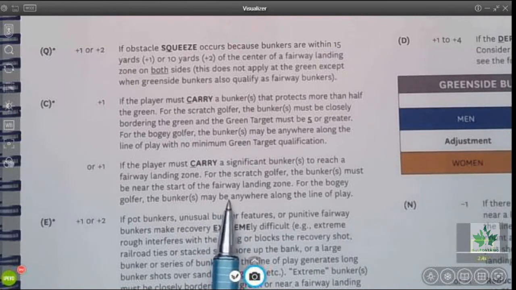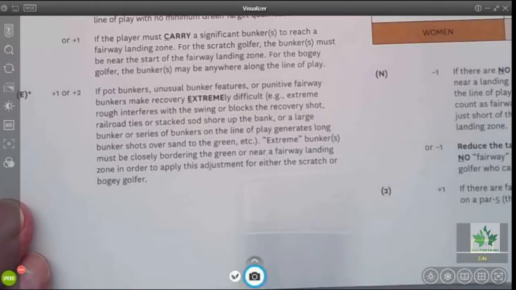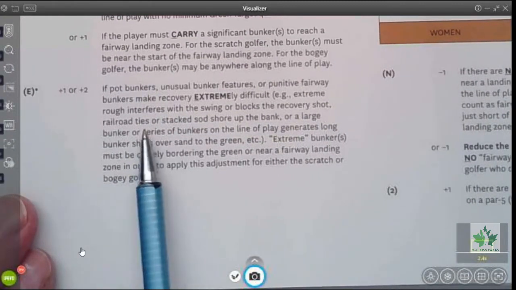And you get a carry for fairway bunkers, but once again, for the bogey golfer, any carry of a fairway bunker. To carry a fairway bunker, it's got to be right out in the fairway, obviously, not beside the fairway. But for scratch, it's got to be near, within 20 yards. If bunkers have unusual structures that make them extremely difficult to play out of, you get the E adjustment here.